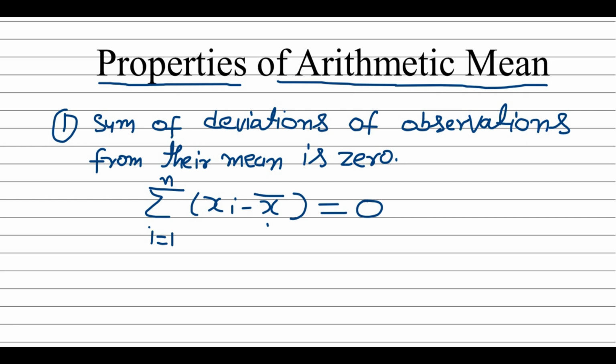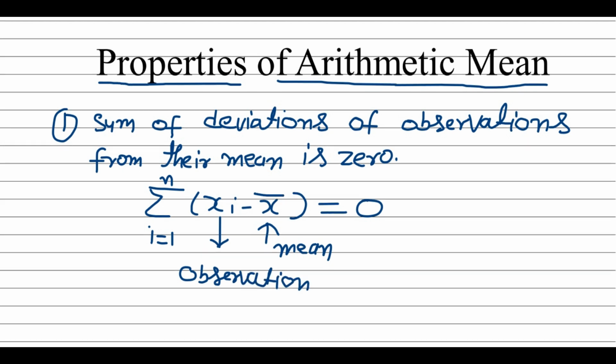Here x bar is the mean and xi are the observations. If you subtract the mean from the observations, that is the deviation, and if you sum them, that would be equal to 0. Now we will prove it and we will see an example.